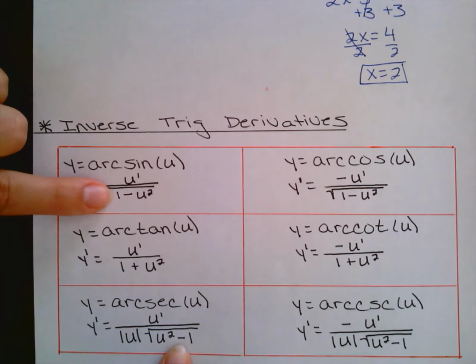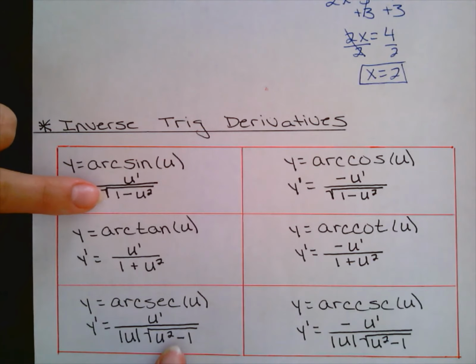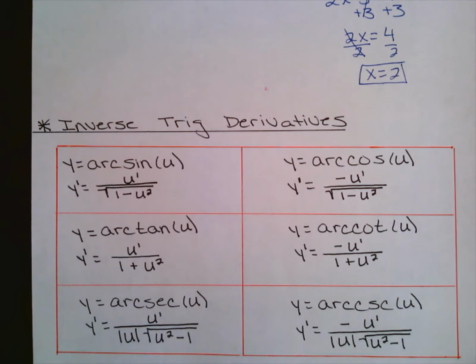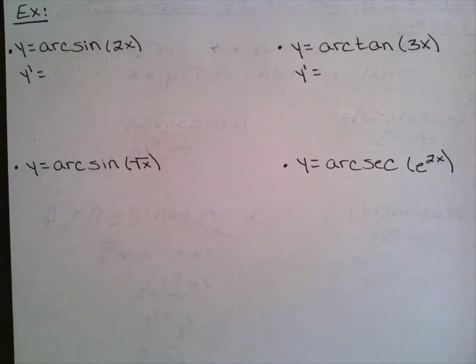Be careful, very common for these two to get mixed up, okay? Very different, but look very similar. 1 minus u squared up here, and down here is u squared minus 1. So let's see what some of these examples look like. All right, we're going to do 4 examples, and that's it. This is exactly, as I said, very easy once you have the rules memorized, okay?